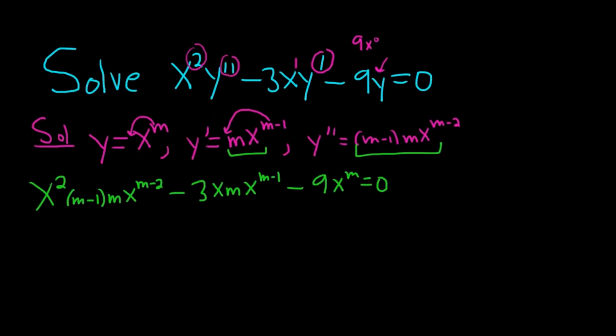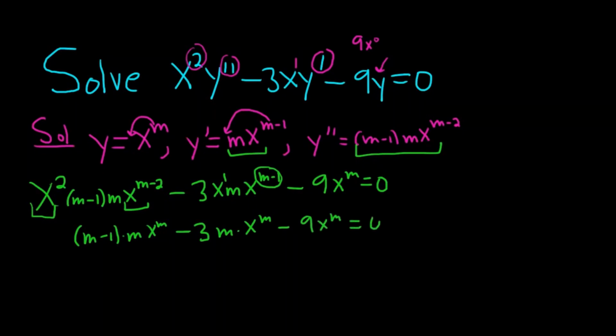So every time you're solving Cauchy Euler differential equations and you get to this step, what you do next is you group the x's together. So here we have x squared, here we have x to the m minus 2. When you multiply these, you add the exponents. So 2 plus m minus 2 is just m. So we have m minus 1 times m times x to the m. Same thing here, it's 1 plus m minus 1. That's x to the m. So minus 3m x to the m, and then minus 9 x to the m. And this is all equal to 0.